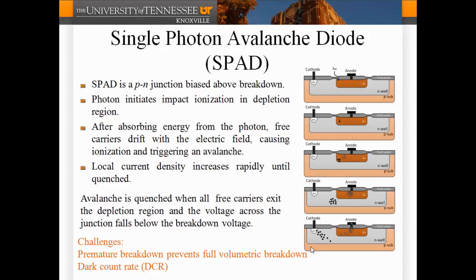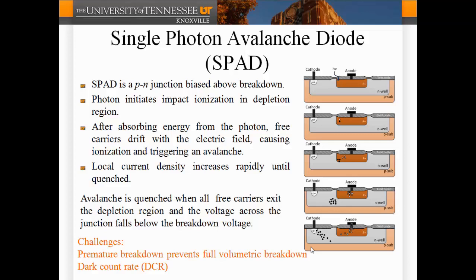So the way a single photon avalanche photodiode works, it's a PN junction. So we use CMOS process. In a CMOS process, a PN junction can be formed between a P diffusion and N well, or can be formed between N well and P substrate. So it is a reverse bias PN junction, and when the photons are incident, it produces impact ionization because of the high reverse bias voltage, which is close to or above the breakdown voltage in case of SPAD. And the local current density increases rapidly until it is quenched.